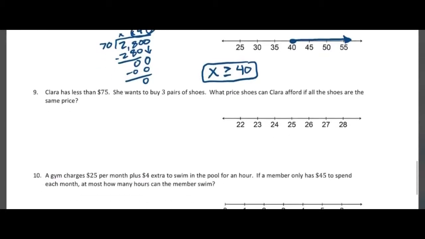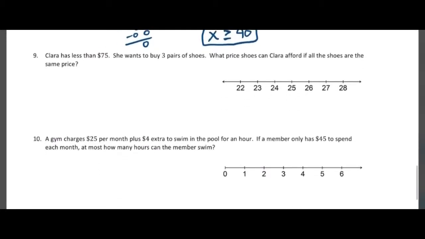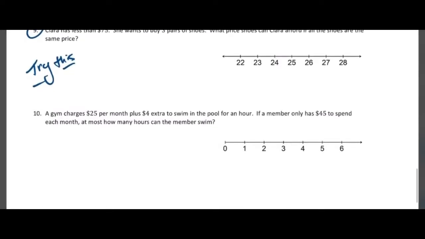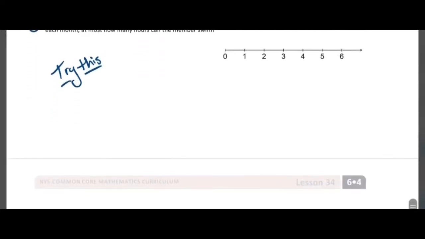Okay. I want you to try number 9 on your own. It says Claire has less than $75, but she wants to buy 3 pairs of shoes. So what price could she afford for each shoe? Maybe divide. I would divide. Okay, here's the gym, right? $25 per month plus the $4 extra to swim in the pool. Okay, think about adding those together.